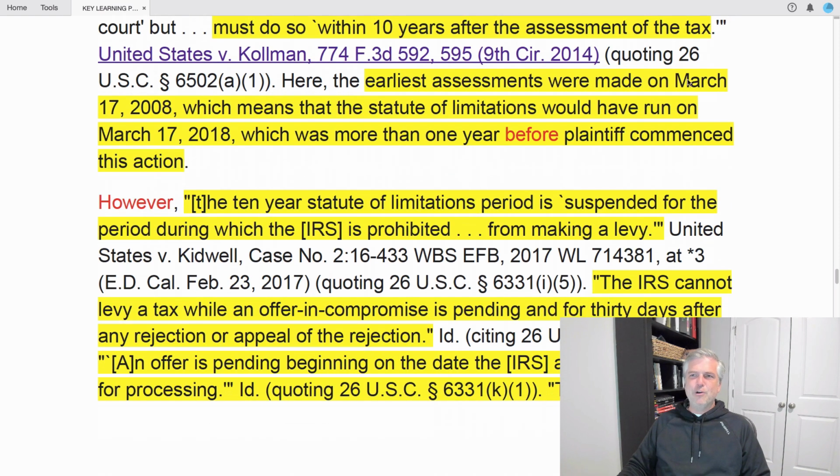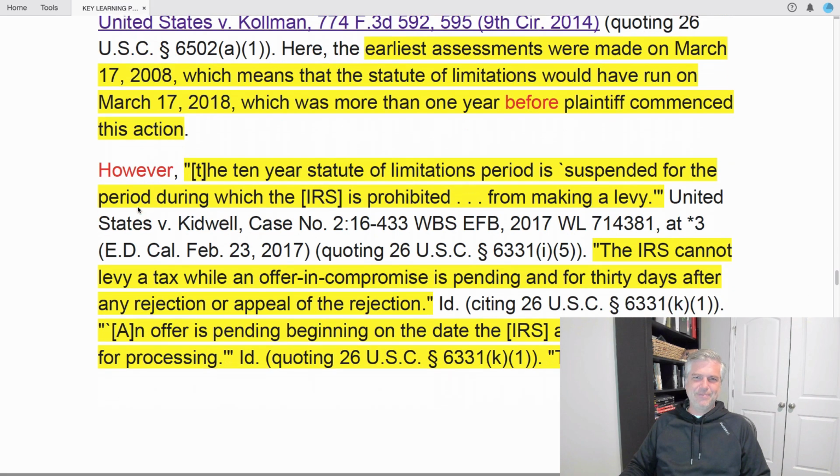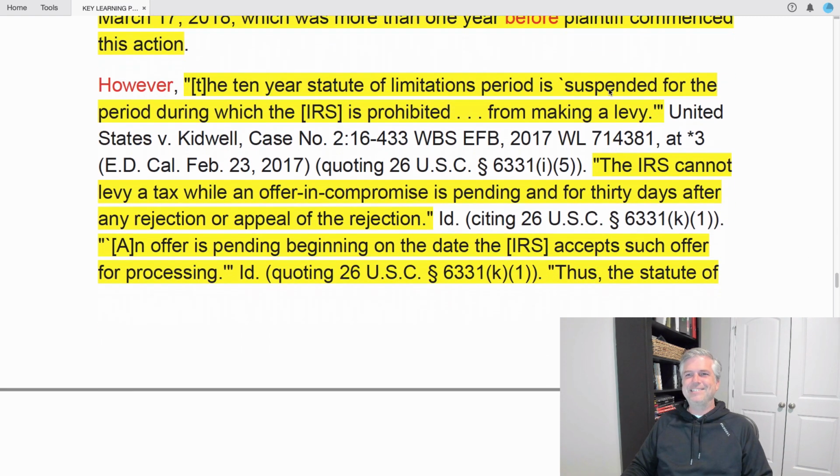So the court says, well, look, March 2008, that's when we have the earliest assessment. So statute of limitations would run in March 2018, and that's before the government sued. So pretty good for the defendant. But the 10-year statute of limitations period is suspended. In other words, if you think of like clicking a stopwatch and you got 10 years, well, there are things that happen that cause the stopwatch to stop. Okay, it's no longer ticking. So the period is suspended for the period in which the IRS is prohibited from making a levy.